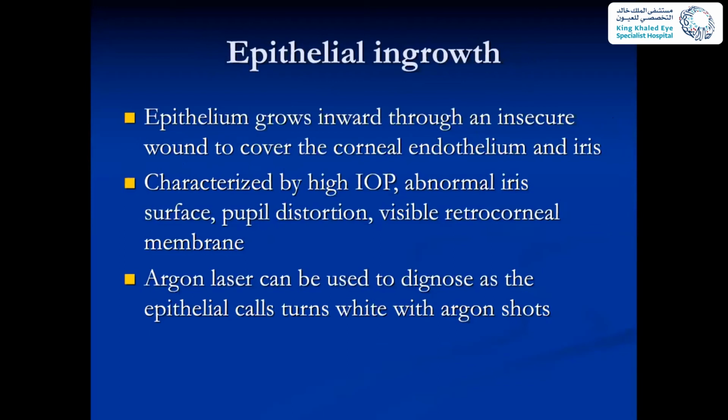Epithelial growth: epithelium can grow inside through the wound, especially if it is insecure, and it can go inside the eye and cover the endothelium and the iris. We can see it on the slit lamp, and the intraocular pressure usually is high, with abnormal iris surface, pupil distortion, and you can see this retrocorneal membrane. If you are not sure whether this is an epithelial growth or not, you can do a diagnostic procedure, which is argon laser. You hit this membrane, and if it turns white, this is most likely epithelium.